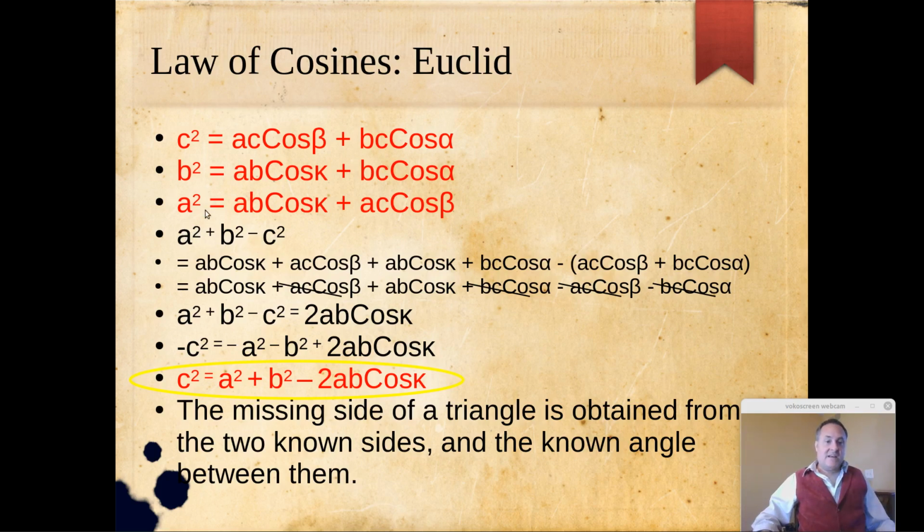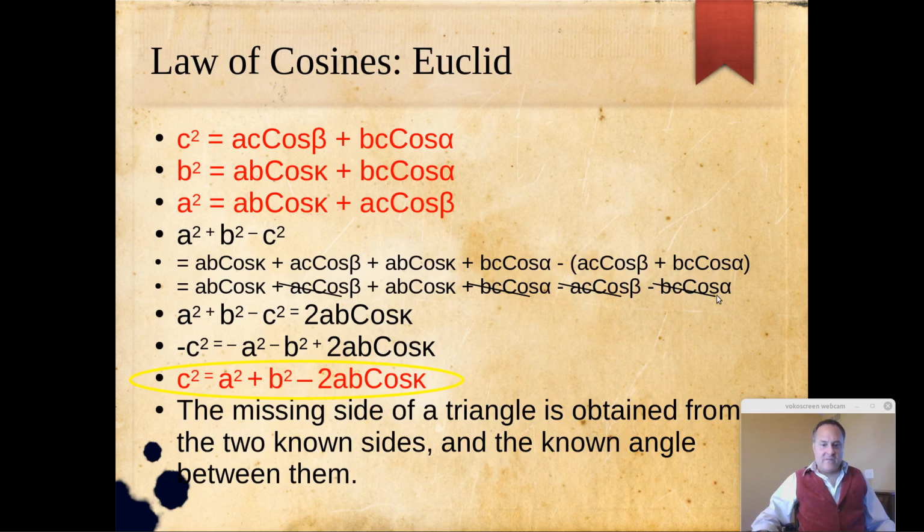Here's a squared. So a squared is ab cosine kappa plus ac cosine beta. And there it is, right here. Okay? And then I add to it b squared, which is right here from above in red. And I subtract this value, which is c squared. Now, when I distribute this negative sign into the parentheses using the distributive property, I get this statement on the right side of the equation here, okay? And notice this becomes minus AC cosine beta, and this also becomes minus BC cosine alpha.